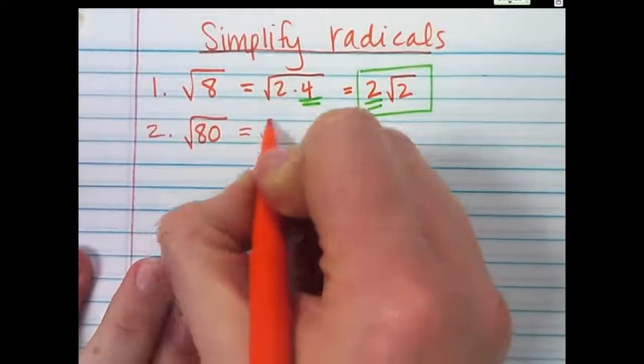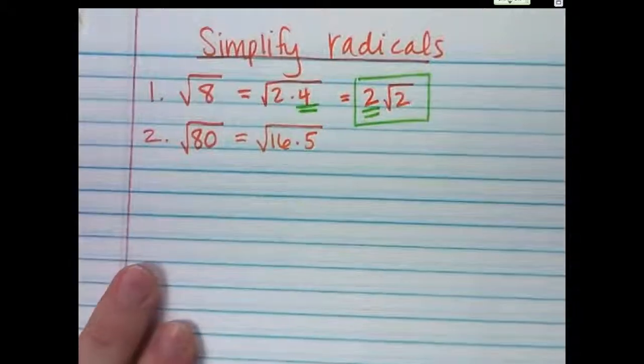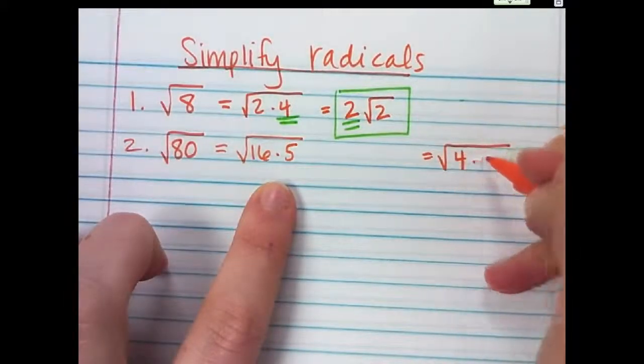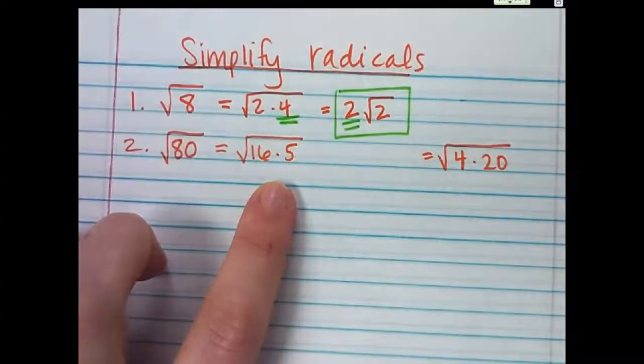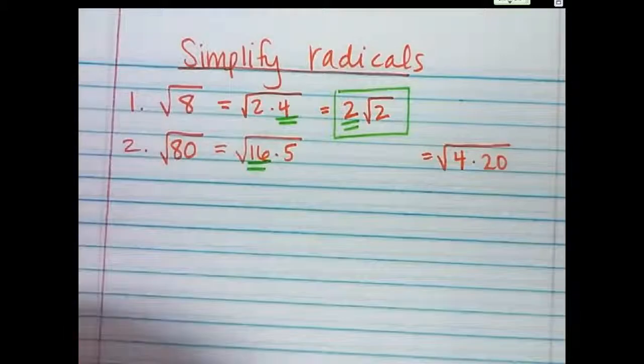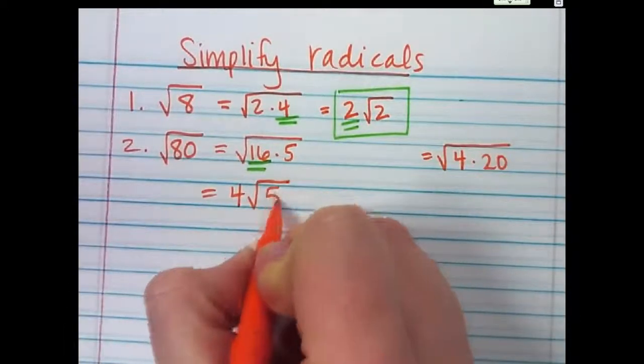Okay, I'm going to show you both ways though, because what if on the test you don't know that 16 times 5 is 80? I'm going to do it this way too. So let's say I do know 4 times 20. I'm going to do the short way first. What is the square root of 16? 4. So the 4 goes on the outside. The 5 stays on the inside.